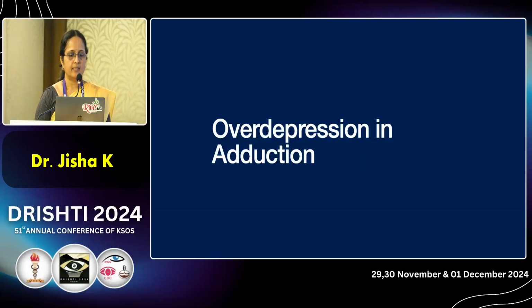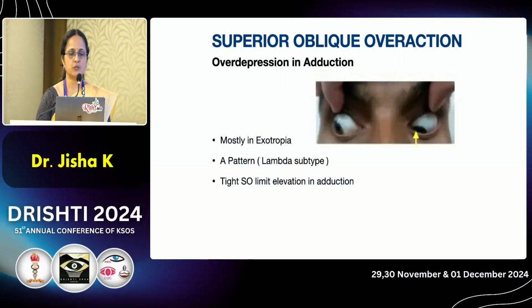And the second set of vertical deviations are over depression in adduction. It is taken as superior oblique overaction. And it is mostly seen in exotropia, but it can occur in esotropia also. And the horizontal strabismus can have an A pattern with a divergence in down gaze, mostly lambda subtype of A pattern.